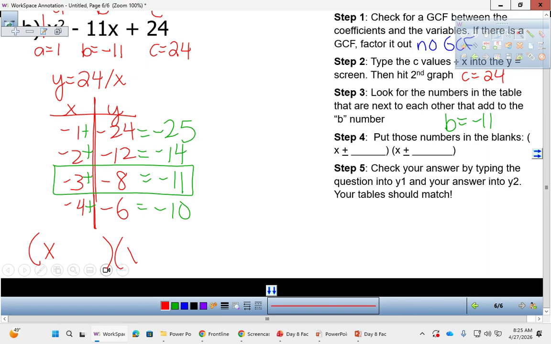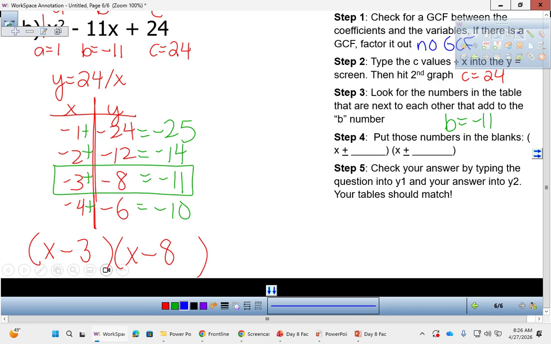So I know that the format of all A equals 1 answers look like this. All A equals 1 problems start with an X and then they have some number, and then start with an X and have some number. Your goal is to figure out what is the sum number. Well, the number is minus 3 and minus 8. So because they're both negative, I'll do a minus 3 and a minus 8.